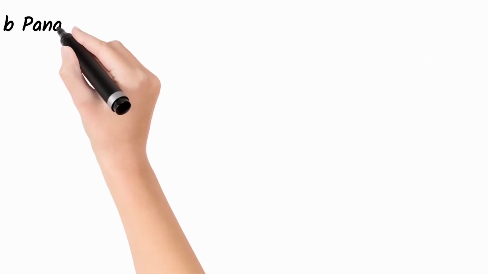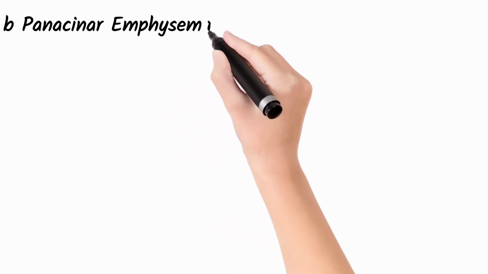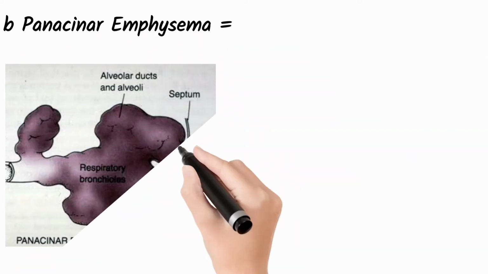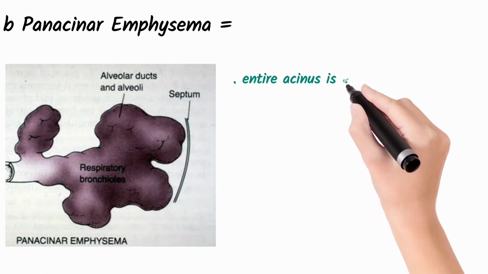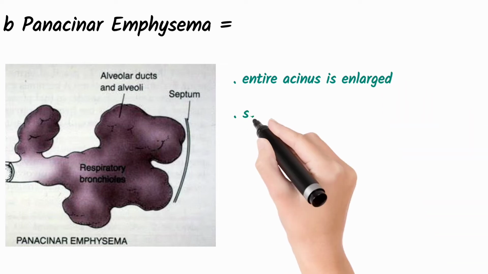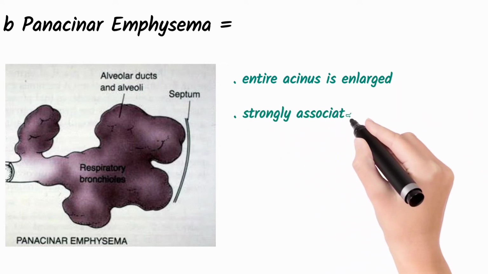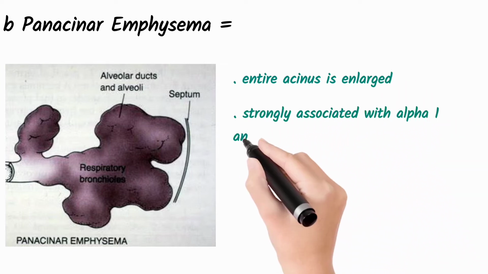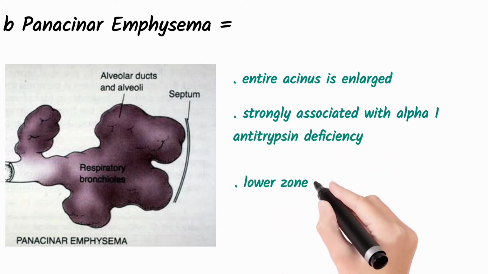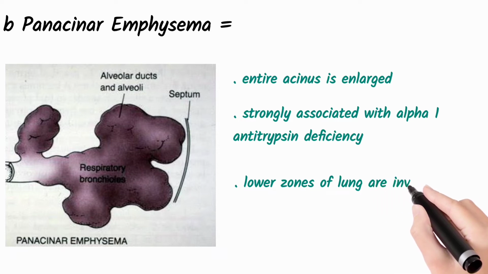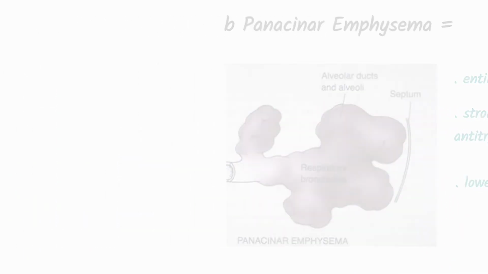Next is pan-acinar emphysema. In this type of emphysema, the entire acinus is involved. That is, the whole of the acinus is dilated. It is strongly associated with alpha 1 antitrypsin deficiency. And in this type of emphysema, the lower zones of the lungs are involved.